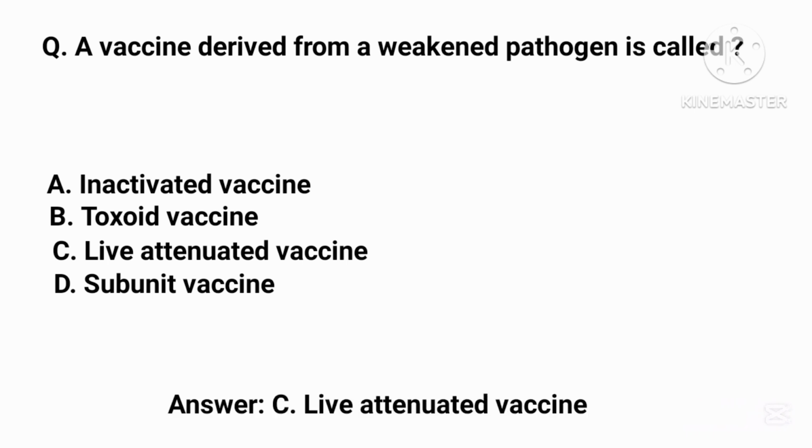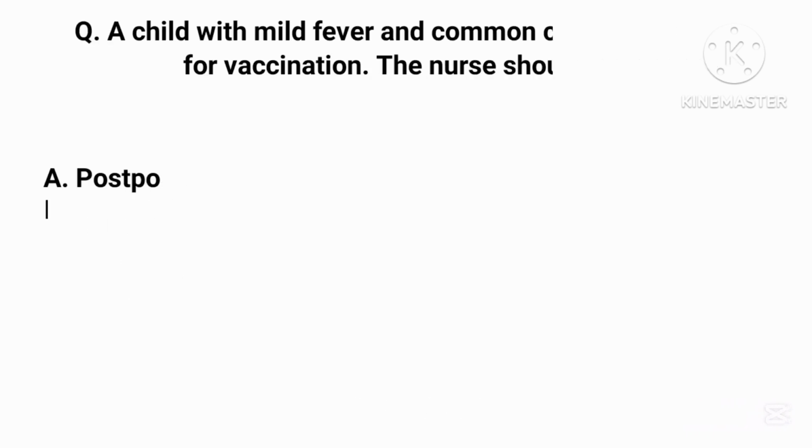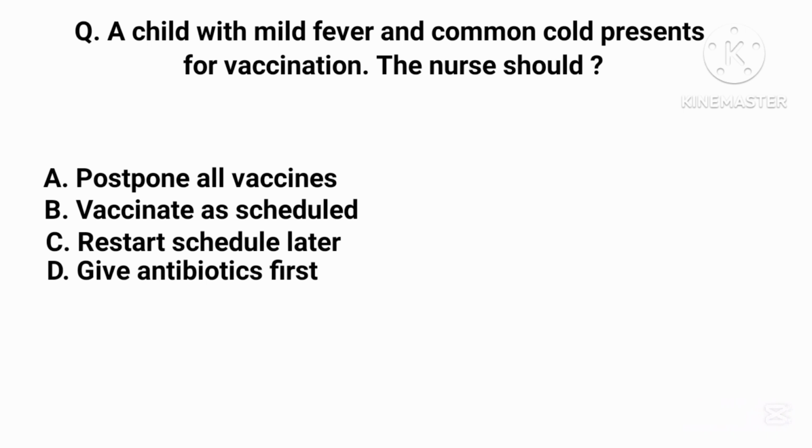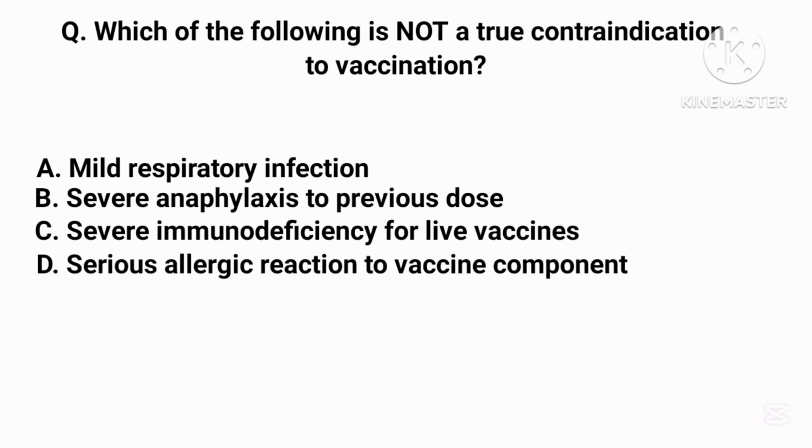Live attenuated vaccine. Which vaccine preventable disease can cause congenital defects if infection occurs during pregnancy? Correct answer is option B. Rubella. A child with mild fever and common cold present for vaccination. The nurse should. Correct answer is option B. Vaccinate as scheduled. Which of the following is not a true contraindication to vaccination? Correct answer is option A.